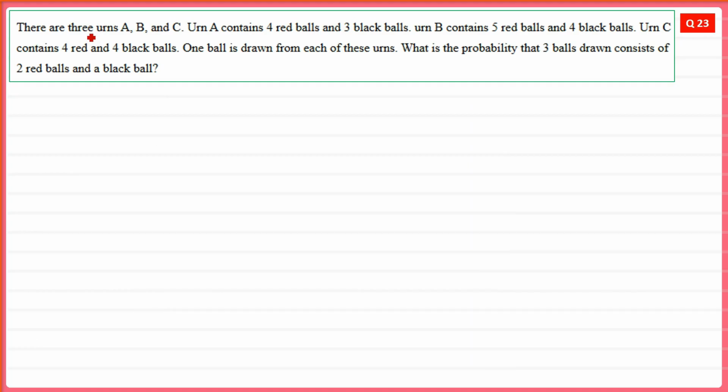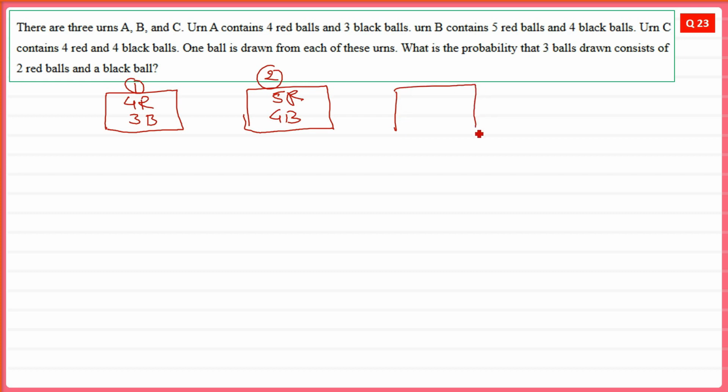There are three urns, A, B, C. An urn is a bag or a container kind of thing. It's actually cylindrical or circular, which means you can call it a 3D shape. The first has 4 red and 3 black balls. The second urn contains 5 red and 4 black balls. The third bag contains 4 red and 4 black balls. One ball is drawn from each of these urns. What is the probability that the 3 balls drawn consist of 2 red balls and a black ball?